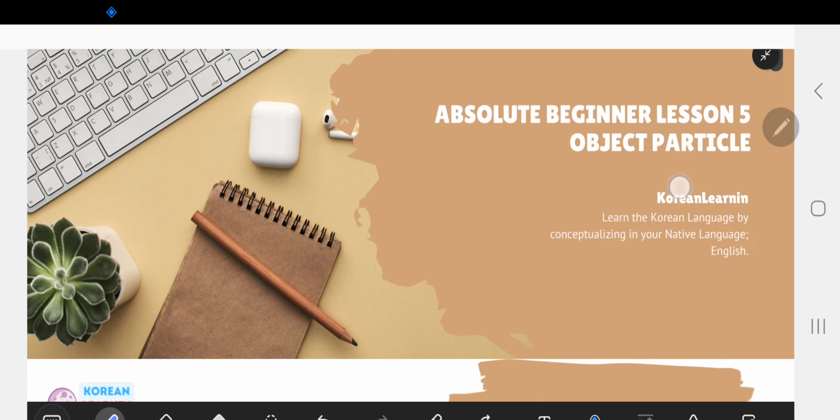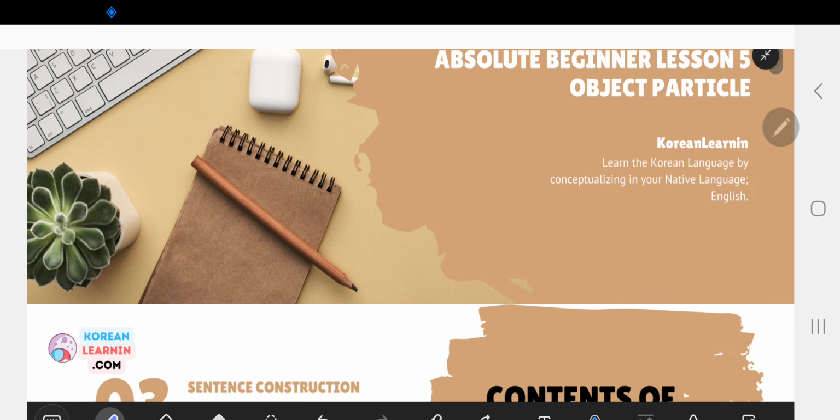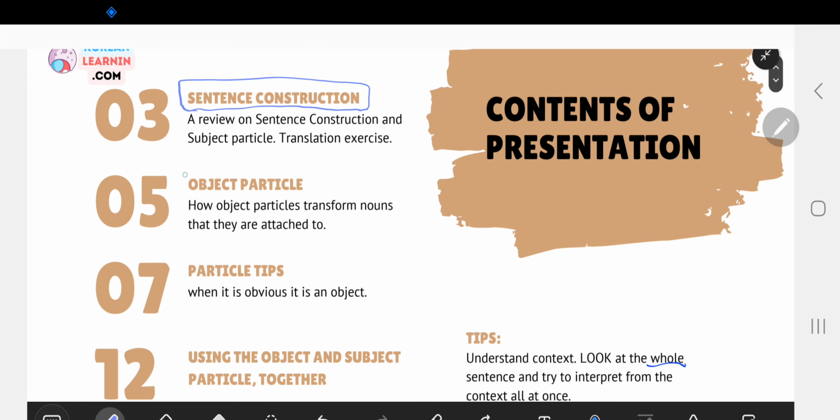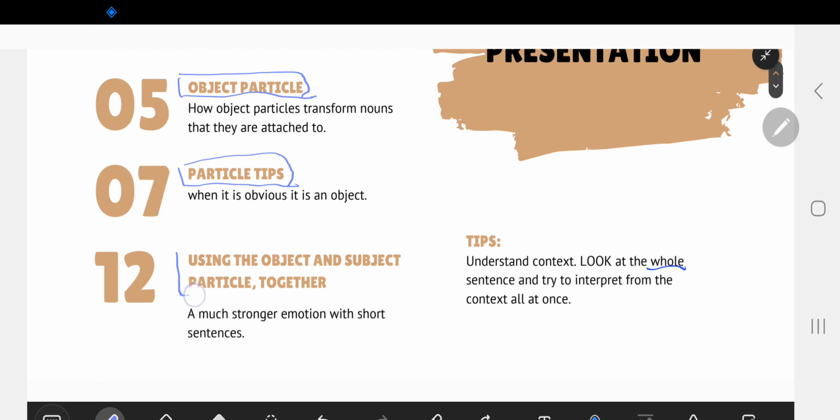We've been learning about the subject particle, so now what is the object particle? First, we're going to dive a little more into sentence construction, and then we're going to go over the object particle, and then particle tips on how you can use it, because sometimes you can completely take out the subject and just use the object particle, and you can formulate a whole sentence if you know the context. And then we're going to see if we can use the object particle and the subject particle together to create a much stronger emphasis on who does what or what is happening to what.